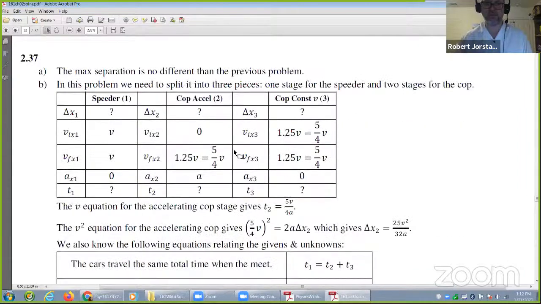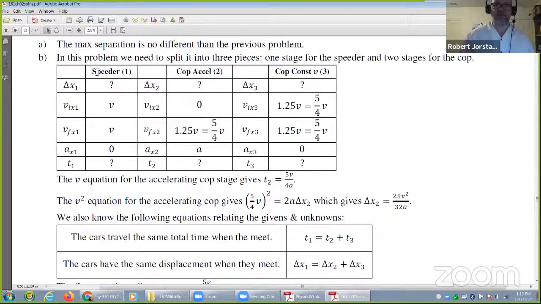So look at this one. This is how I chose to split it up. You could do 4 maybe, I don't know. But to me, it made sense to do this. Oh yeah, the max separation is no different because we'll get into that in a minute. But let's look at this one. There's the speeder who moves at constant speed forever. The cop has an acceleration stage, then has a constant velocity stage. Notice 25% more is 1.25 times v. So that's how you get that 25% more in there.